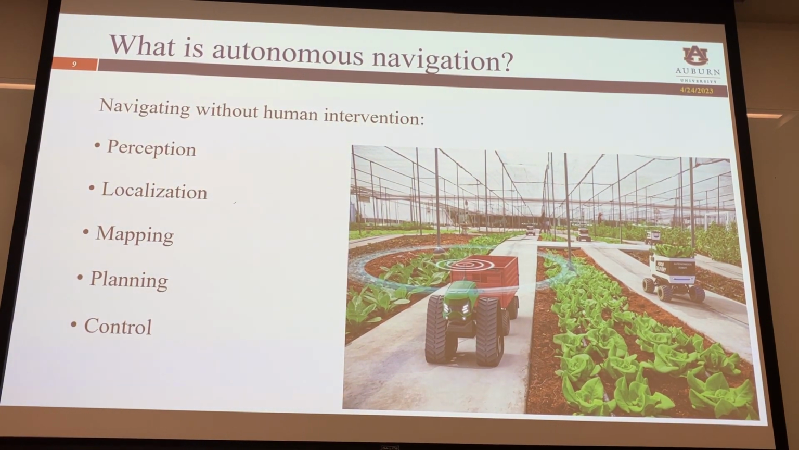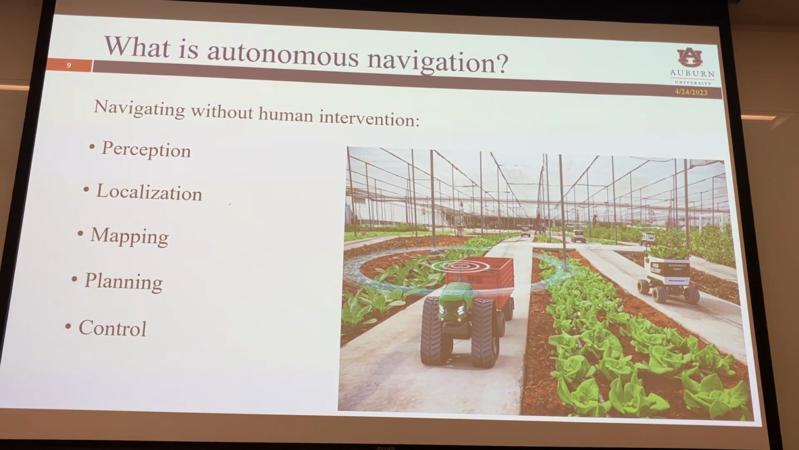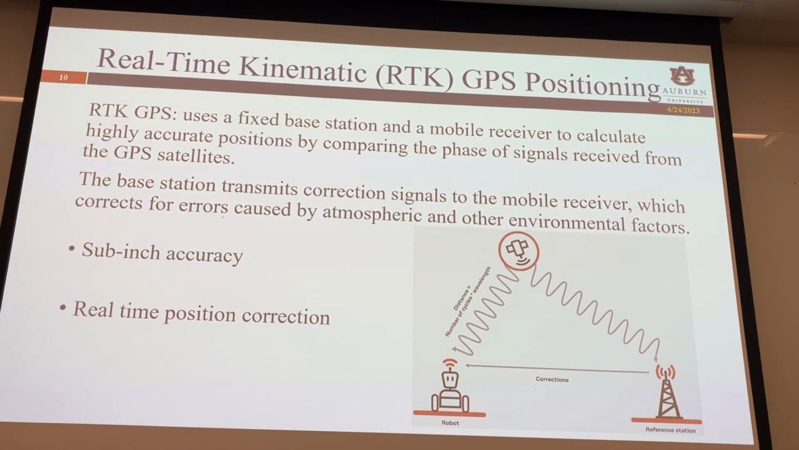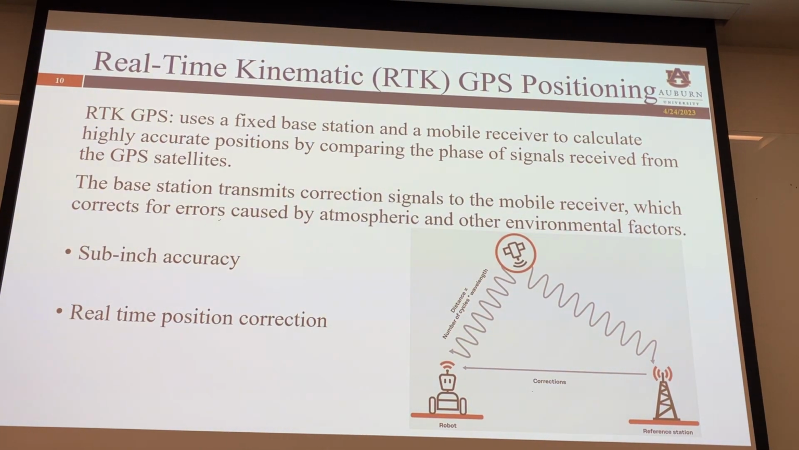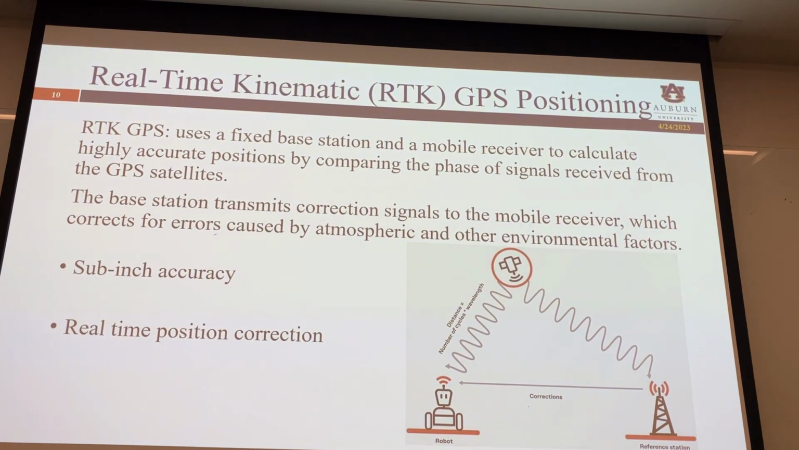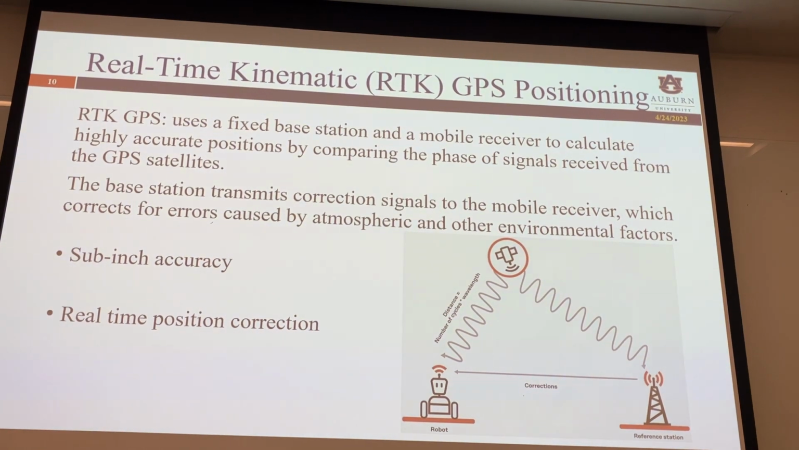Now these parts are more obvious to this class, but autonomous navigation is navigation without human intervention. Since I'm going to use GPS in my project, I put this also to explain what's happening with RTK GPS.